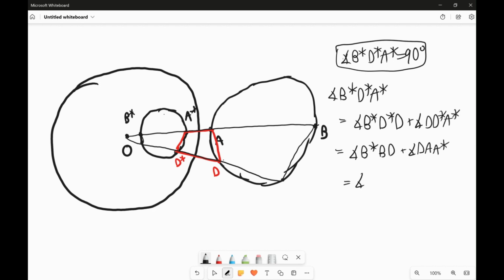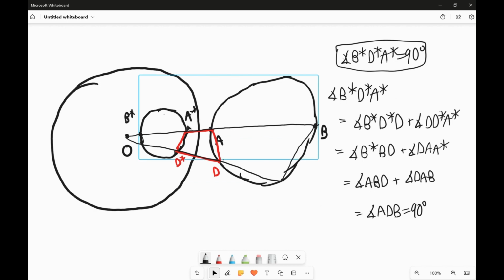And then we now note that we have B star BD, which is just ABD, and then DAA star is just DAB. And by the sum of the angles in triangle ADB, this ends up just becoming ADB, which is 90 degrees, since D lies on the circle with diameter AB. And hence D star lies on the circle with diameter A star B star. Therefore, a circle always inverts to another circle.